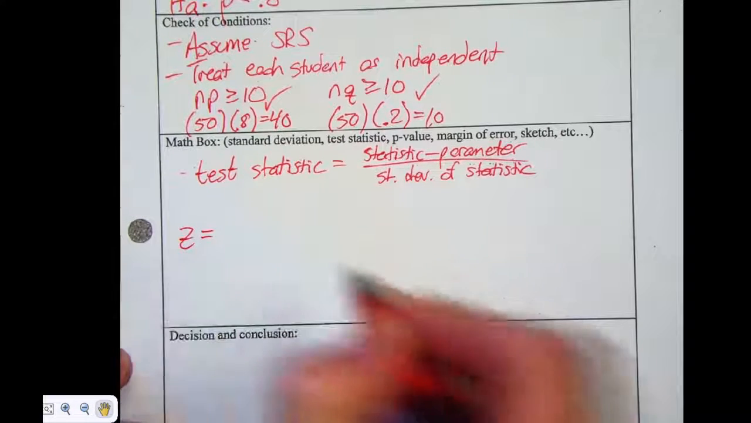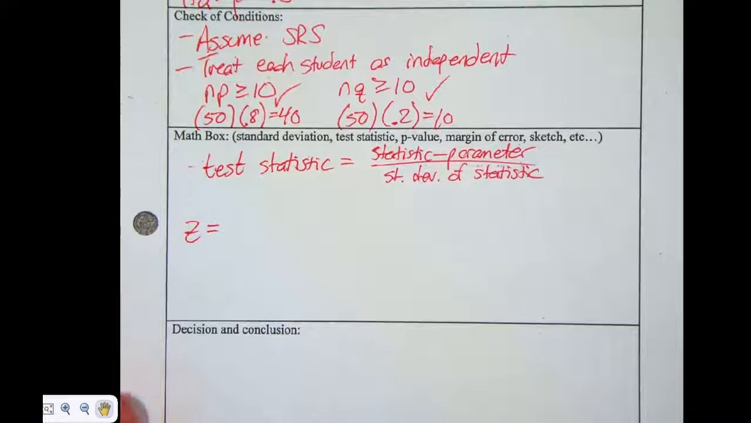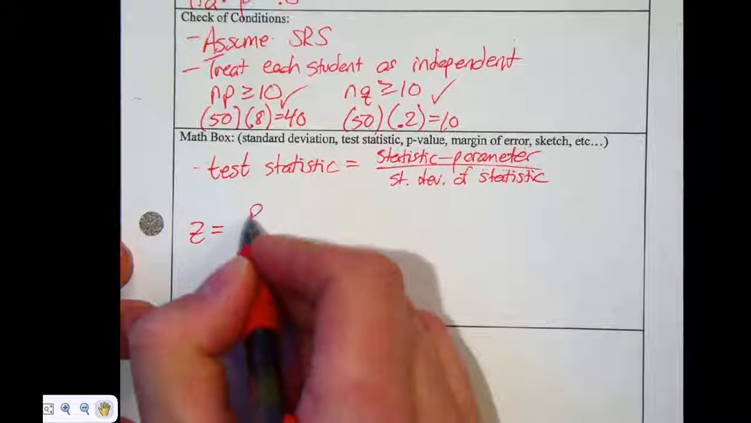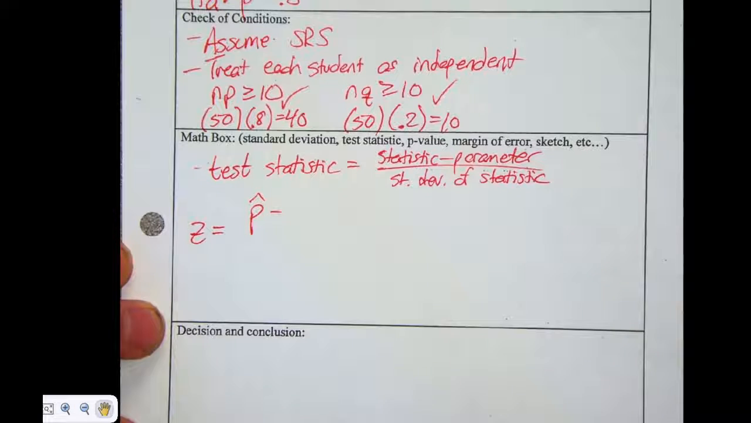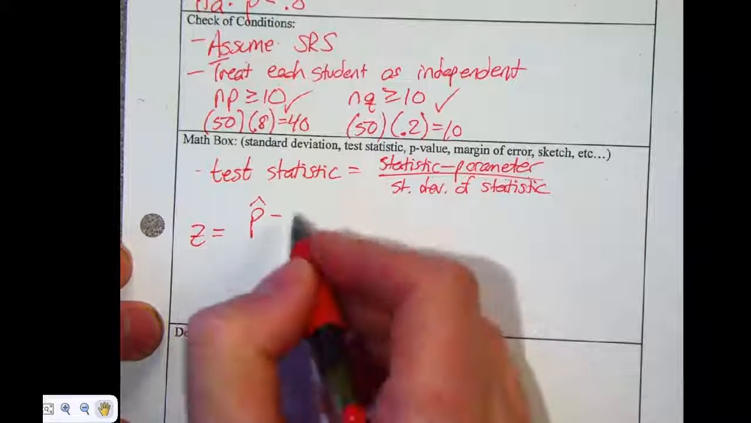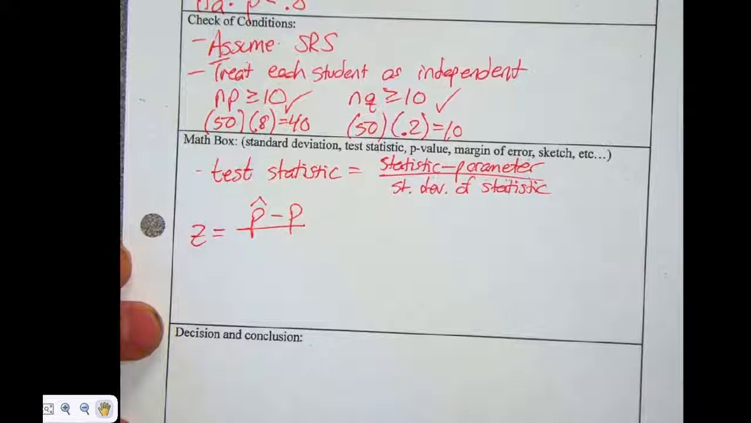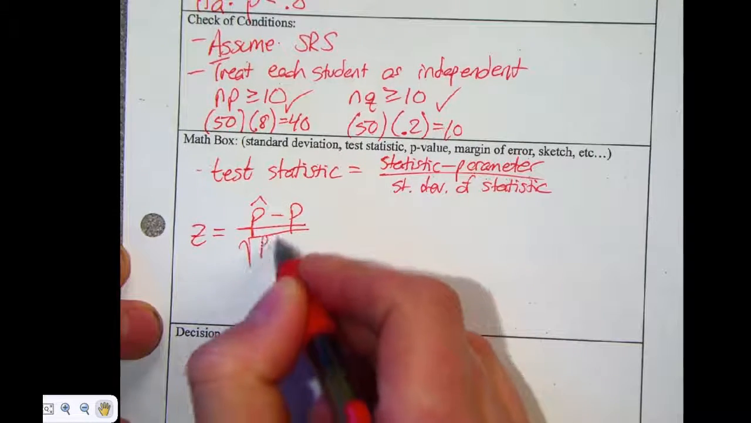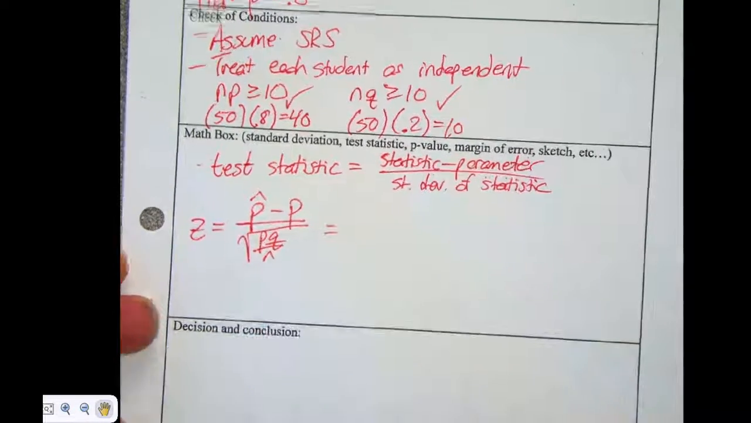So Z equals what? How do I represent the statistic of a proportion? P hat. Minus what's the parameter for a proportion? P. What's the standard deviation of a sample proportion? Everybody remember that? Square root of PQ over N.